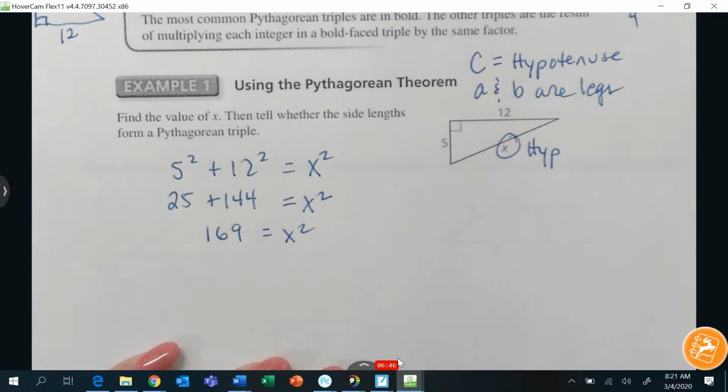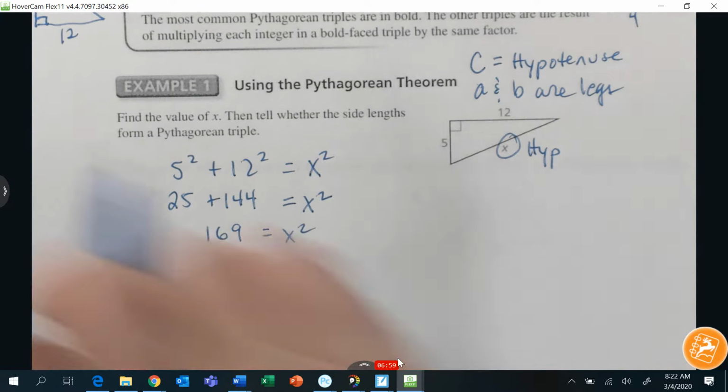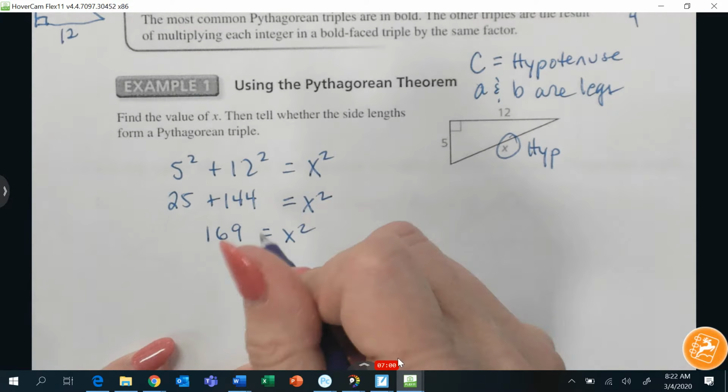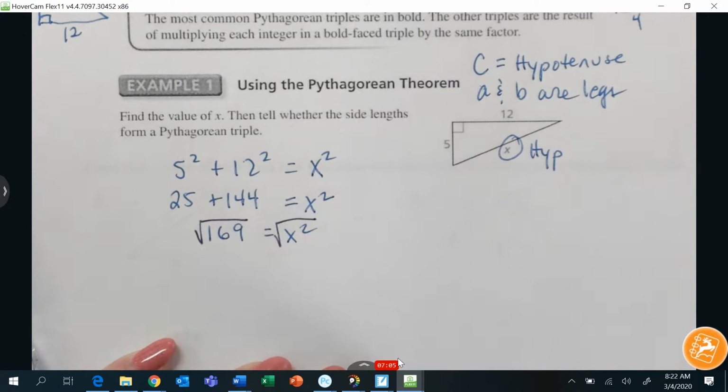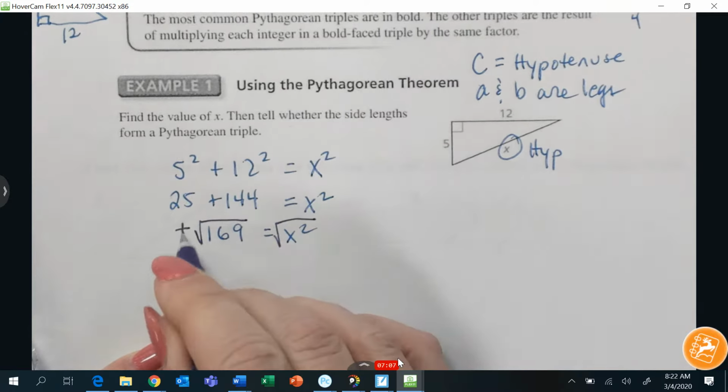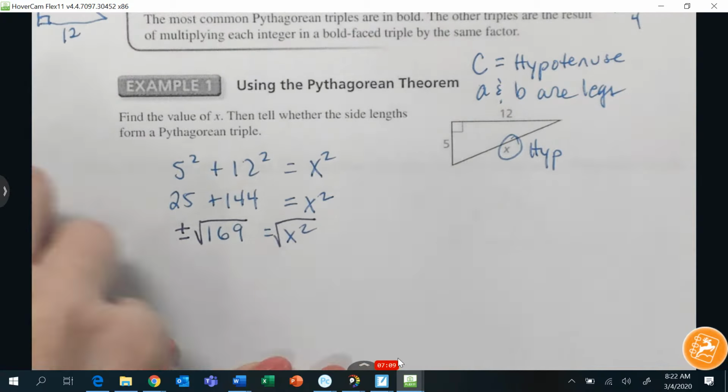What happens next? We need to square root. But let me remind you of a rule that's really important and goes all throughout every math class you ever take. If you square root an x squared and the other side of the equation, you have to put a plus minus in, because you don't know what x originally is. X could have been a negative number that got squared and became a positive 169.